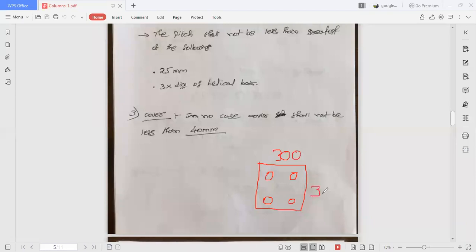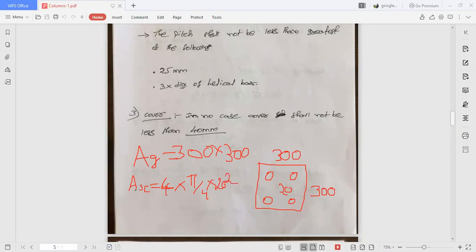300 by 300 is the area of the column. Let us assume 300 by 300 is the dimensions of the column, and there are 4 bars of 20 mm diameter. Now in this, gross area stands for 300 by 300. Width into depth is called gross area. Now what is the area of steel, ASC? As we have 4 bars, it is 4 into pi by 4 into 20 square. This is the area of steel.